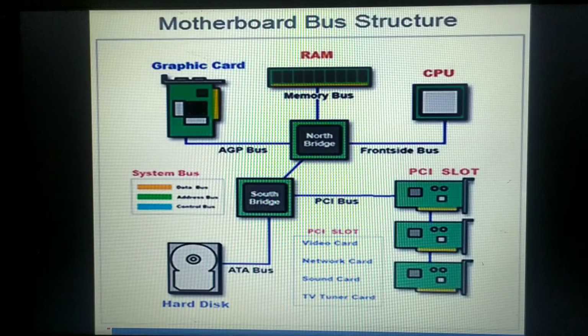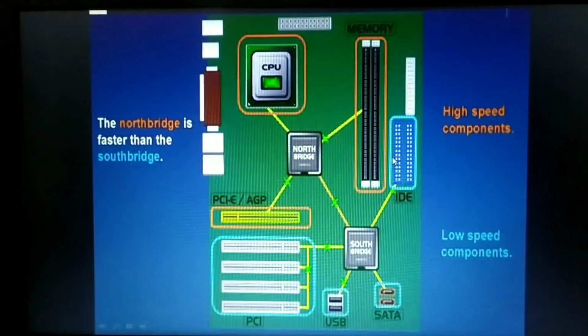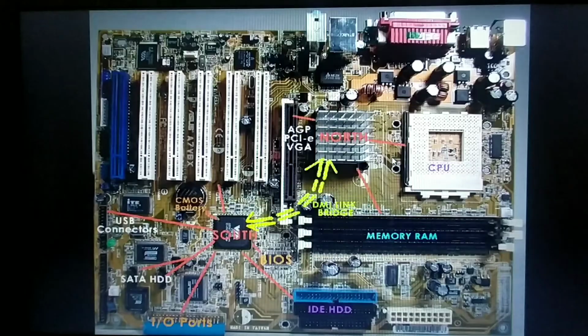Whereas the south bridge is a chipset which will handle the data transfer between the lower components, and the south bridge is quite slower comparatively to the north bridge in terms of data transfer rate. So this is all about the north bridge and the south bridge. Both are acting as an interface between the various components over the motherboard. Moving on to the next topic, that is the BIOS.